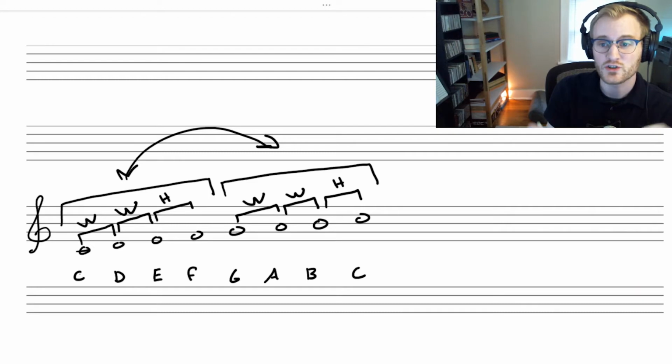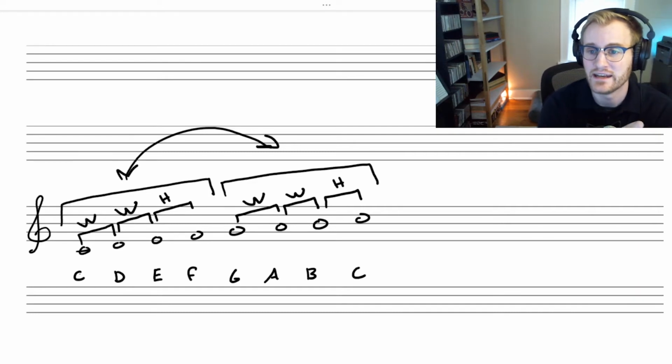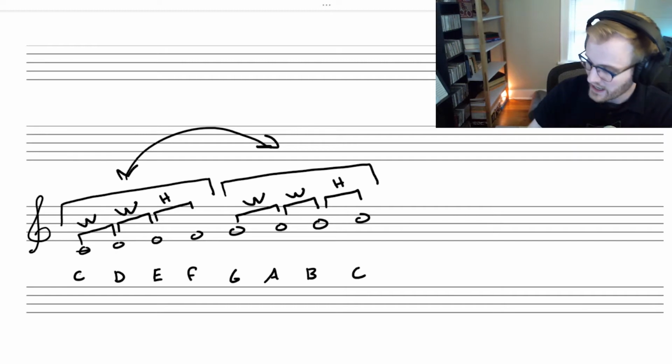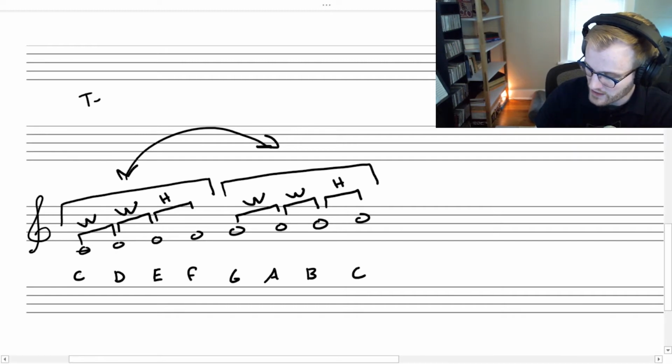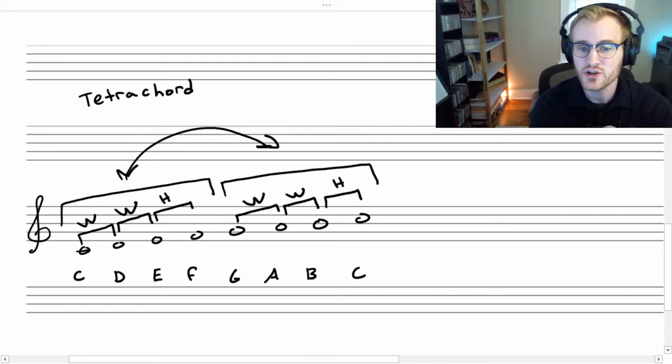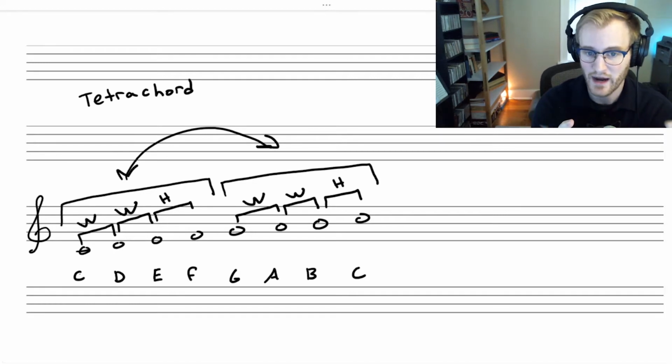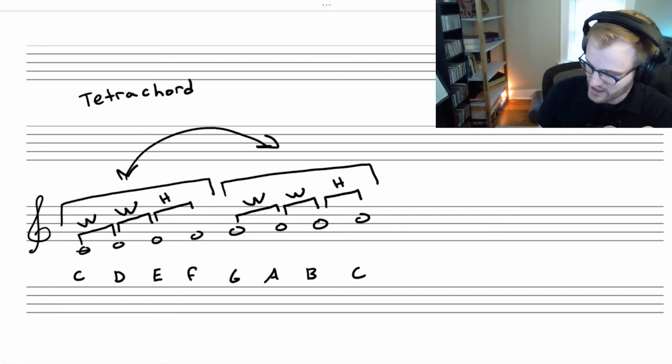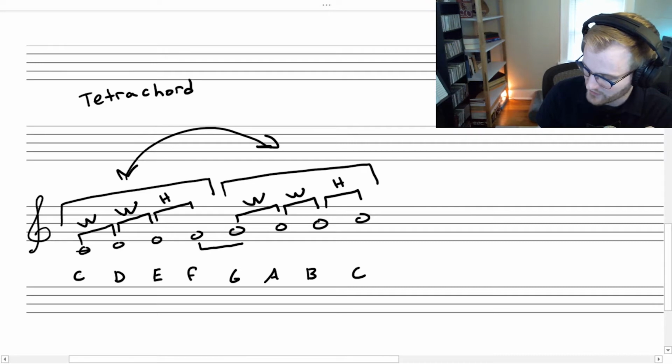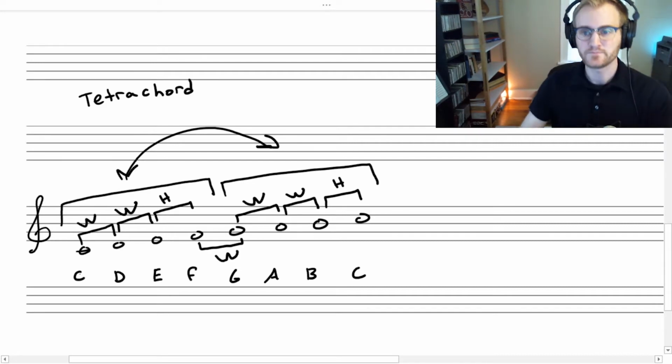All right, and it's great because we happen to have a name for that little pattern of whole, whole, half, and we call that a tetrachord. A major scale is essentially two tetrachords side by side, and there's one interval that we did not label yet, and that's the interval from F to G, which is also a whole step, okay?